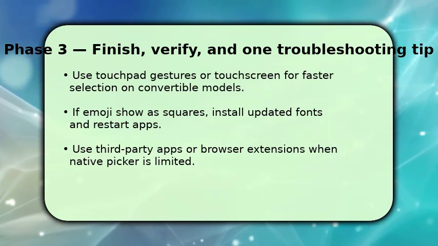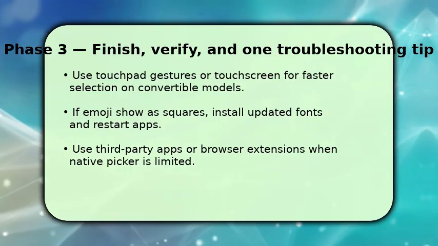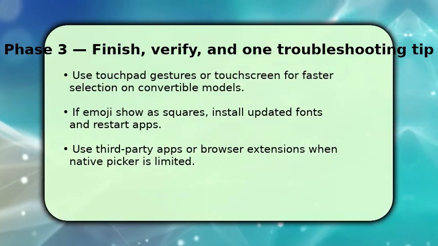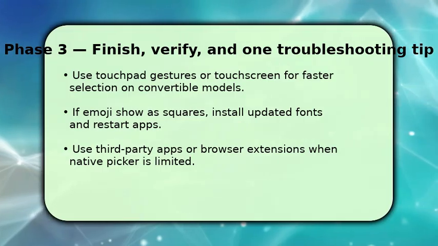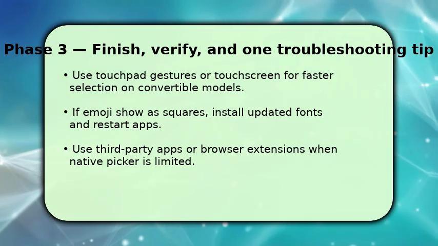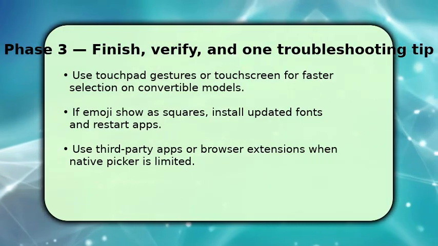For convertible or touchscreen Acer models, use touch gestures or the on-screen keyboard for quicker selection. It's often faster than typing. If emoji display as empty squares, that means a missing font. Install recent Segoe UI emoji updates or run Windows Update, then restart the affected app.